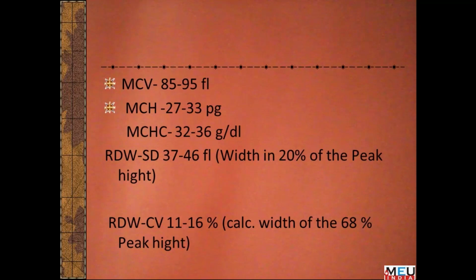The mean corpuscular volume is 85 to 95 femtoliters. MCH is 27 to 33 picograms, and MCHC is 32 to 36 grams per deciliter. The red cell distribution width is 37 to 46 femtoliters. There is something known as red cell distribution width SD, which was a question asked. The width is measured at 20% of the peak height. And the red cell distribution width CV is 11 to 16, according to the coefficient of variation.